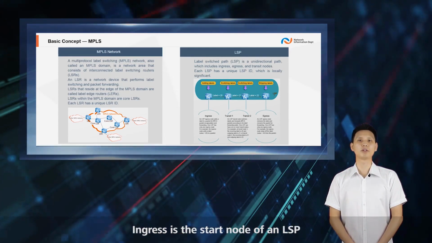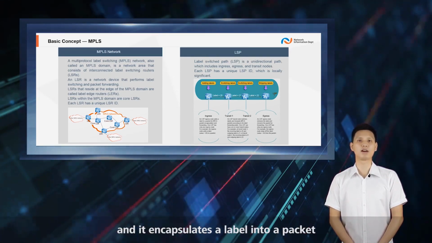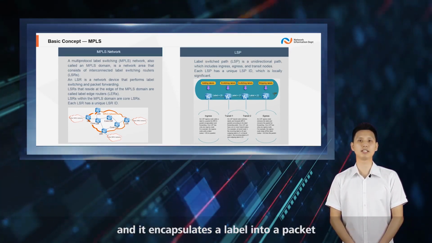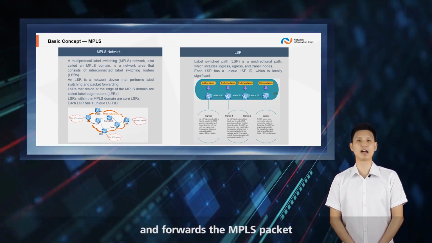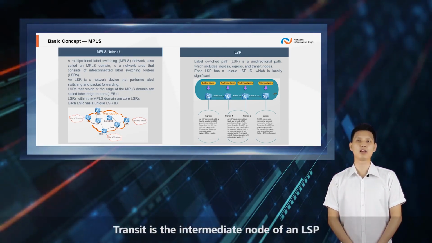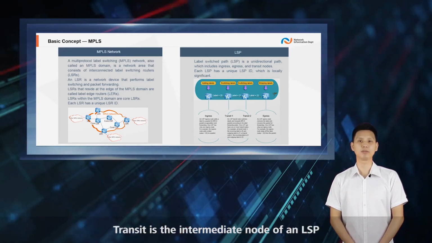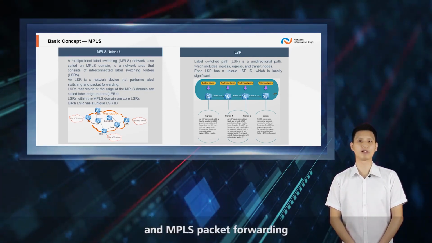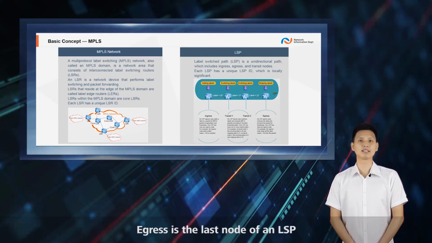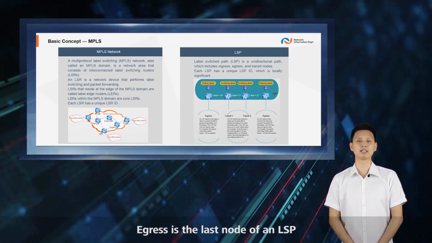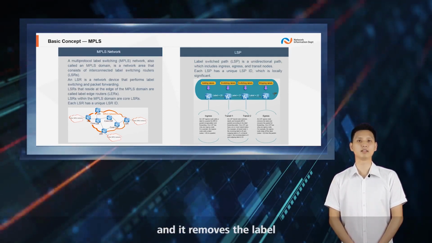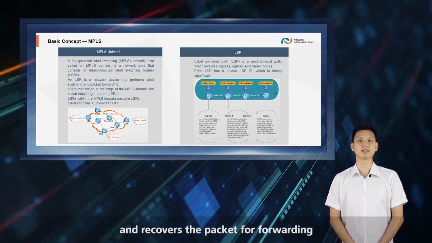Ingress is the start node of an LSP, and it encapsulates a label into a packet and forwards the MPLS packet. Transit is the intermediate node of an LSP, and it performs label switching and MPLS packet forwarding. Egress is the last node of an LSP, and it removes the label and recovers the packet for forwarding.